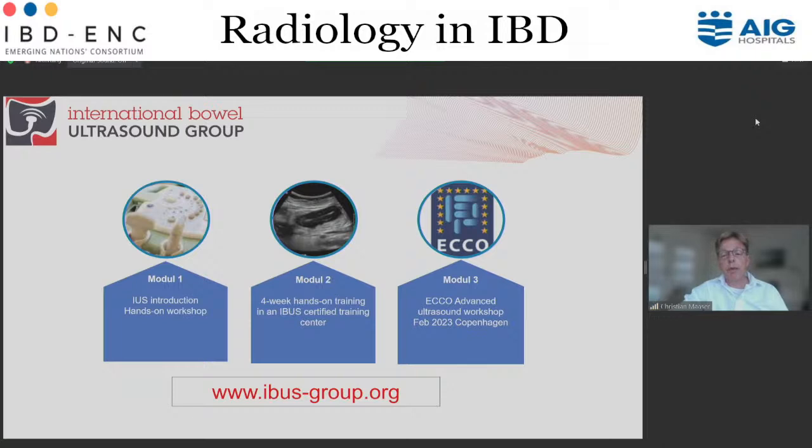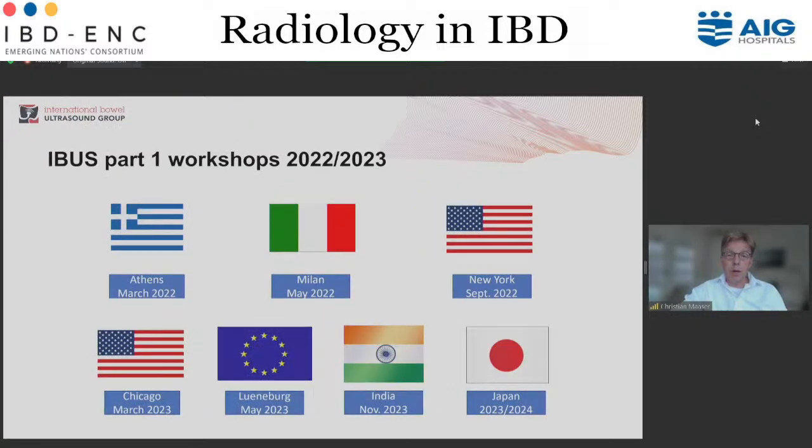And then we have a third module, which is currently the Echo Advanced Ultrasound workshop next year in Copenhagen. And we most likely will have various part three modules around the world. One is coming closer to your region as well. So this year we have one in Athens, one in Milan, and we will have one in New York in September. Next year we start in Chicago. One will be in Europe, most likely in Lüneburg next May. And then there will be one in India the first weekend in November of next year.